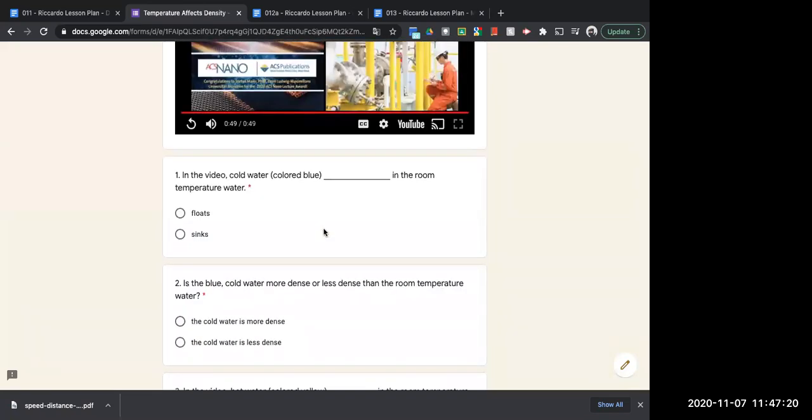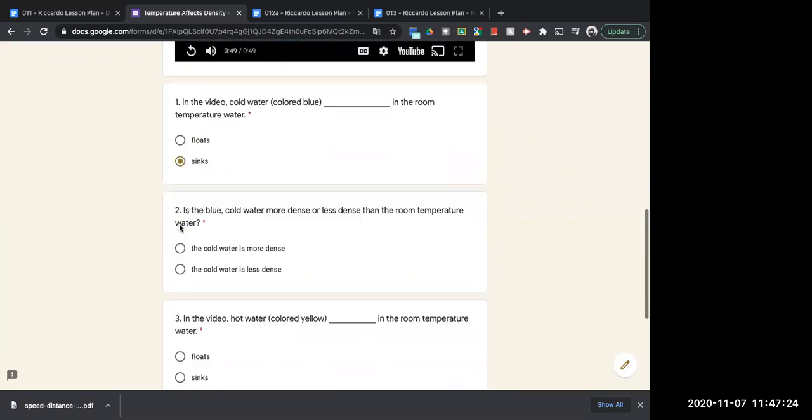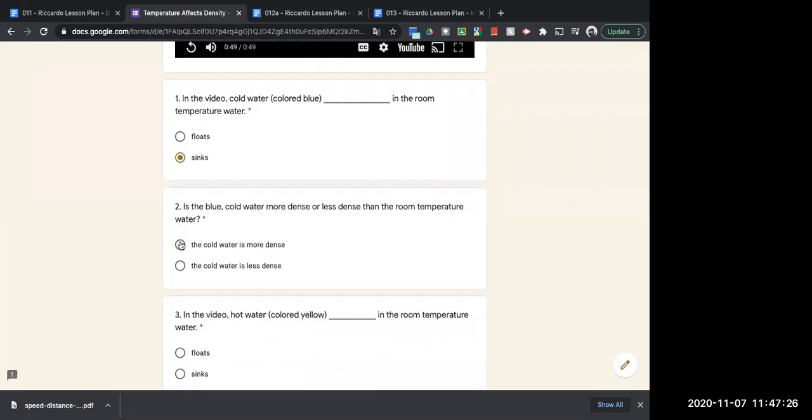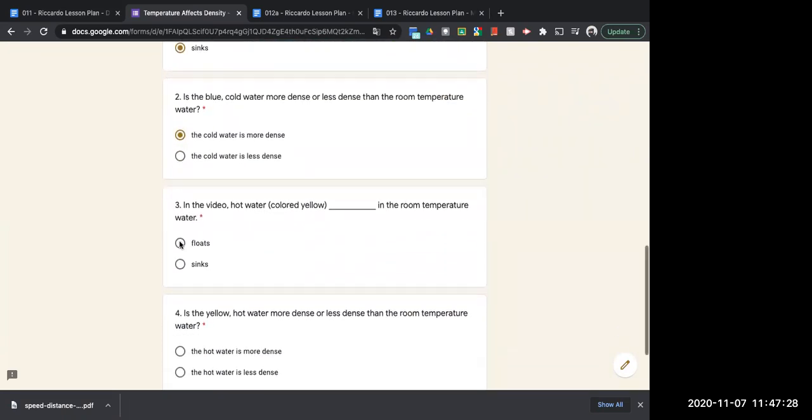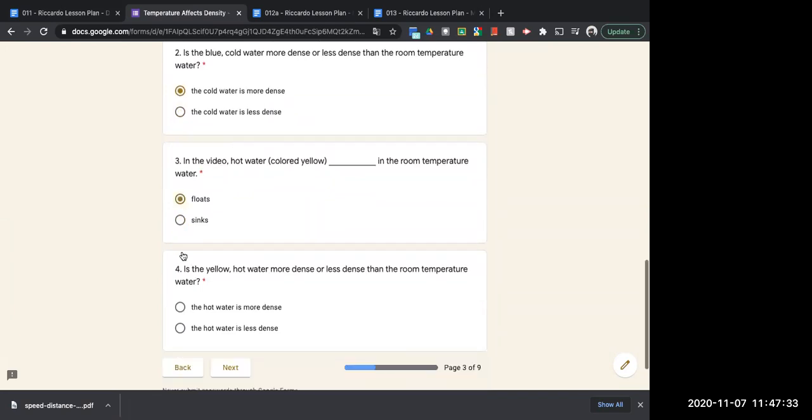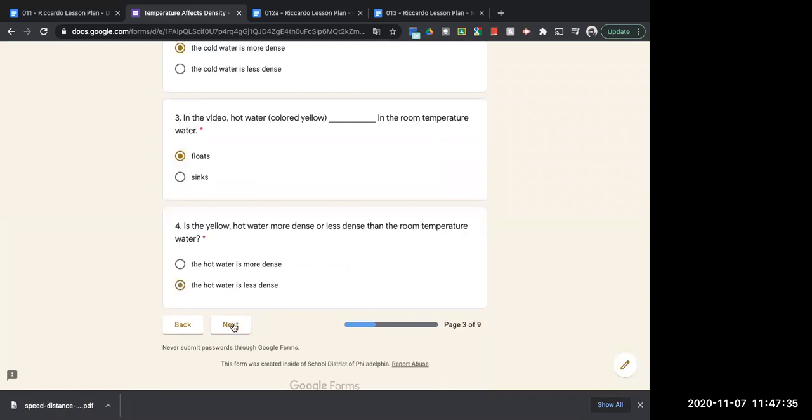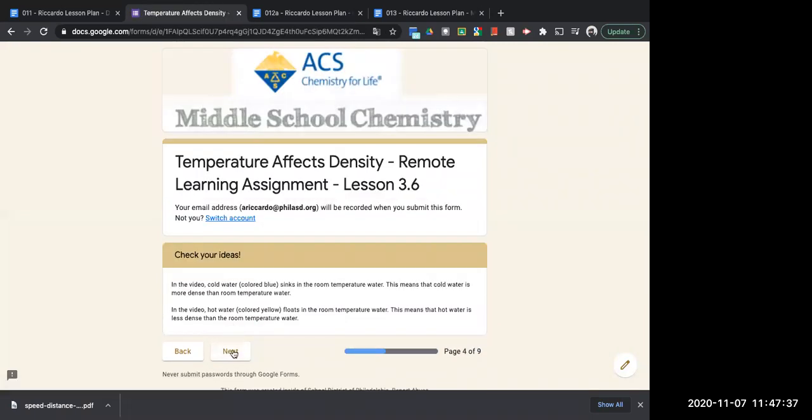All right, in the video, cold water, blue, sank in the room temperature water. That means the cold water is more dense than room temperature water. The hot water, yellow, floated. So that means the hot water is less dense. It's easy.